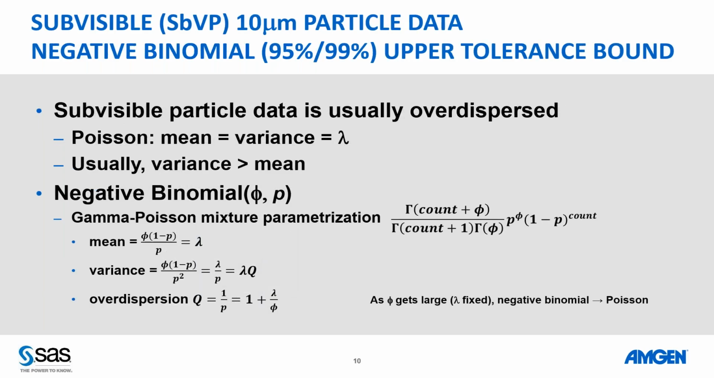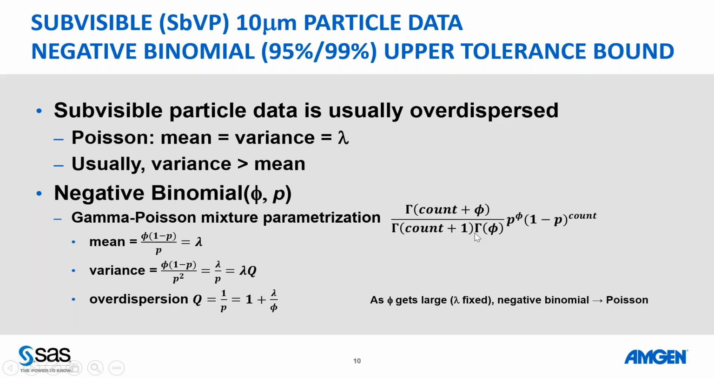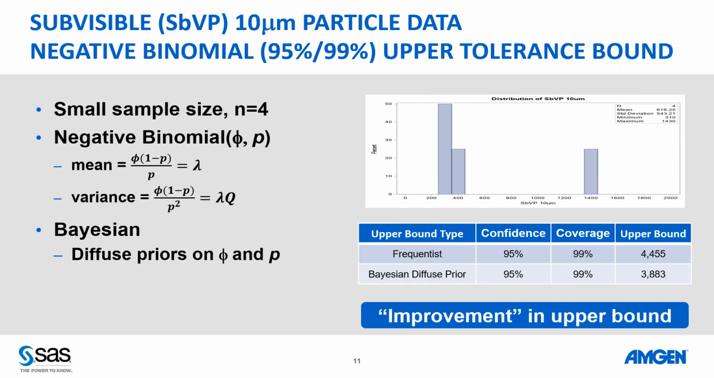Again, the parametrization is important. This is just to refresh our memory. We're using the gamma Poisson mixture parametrization that is right here, and we have the parameters phi and p, where p is the probability. So we have this data. Remember that we used diffuse priors on phi and p. We did that, and we got an upper bound of about 3,900. If you do the frequentist approach with the negative binomial, you get about 4,500. So we say improvement in the upper bound because it got smaller. Sometimes too wide of a limit can be an issue.